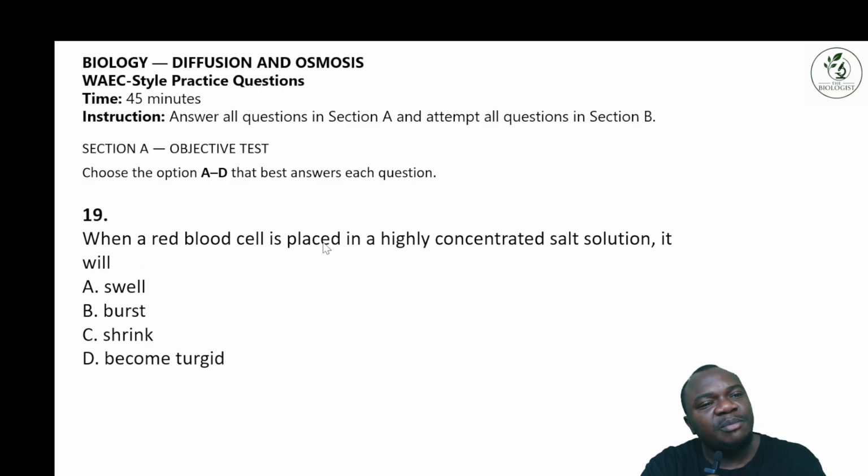When a red blood cell is placed in a highly concentrated salt solution, it will what? So if you add a red blood cell in a highly concentrated salt solution, what happens? It shrinks. It will shrink because water is going to escape from the cells and it shrinks.